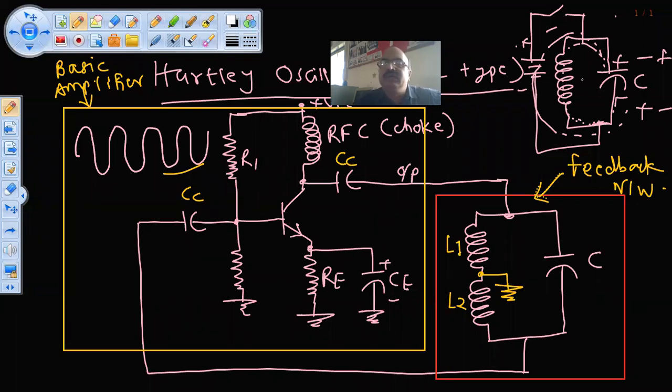So here, instead of saying L, we call it L1, L2. Actually, it is L. L means L1 plus L2. Very easy. L1 plus L2. Okay. So whenever we feed a signal to L1, there is a self-induced EMF in L2. Correct.